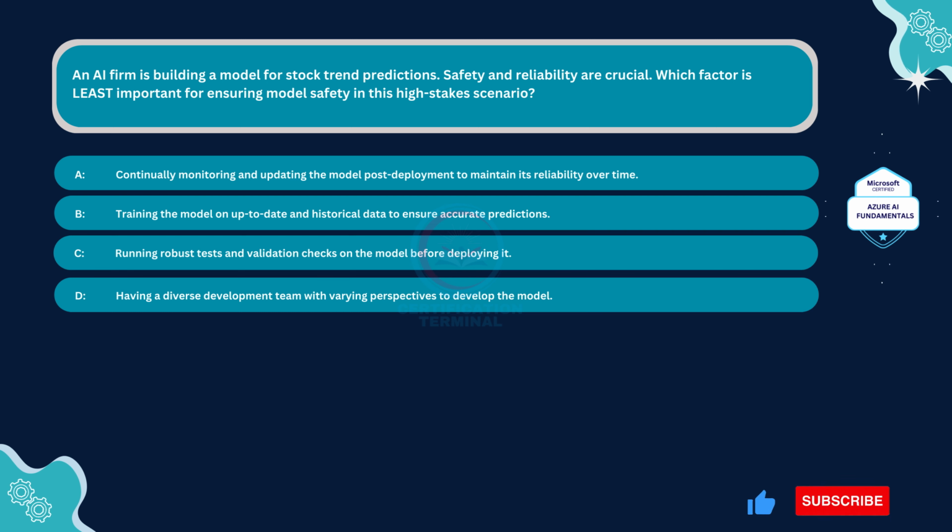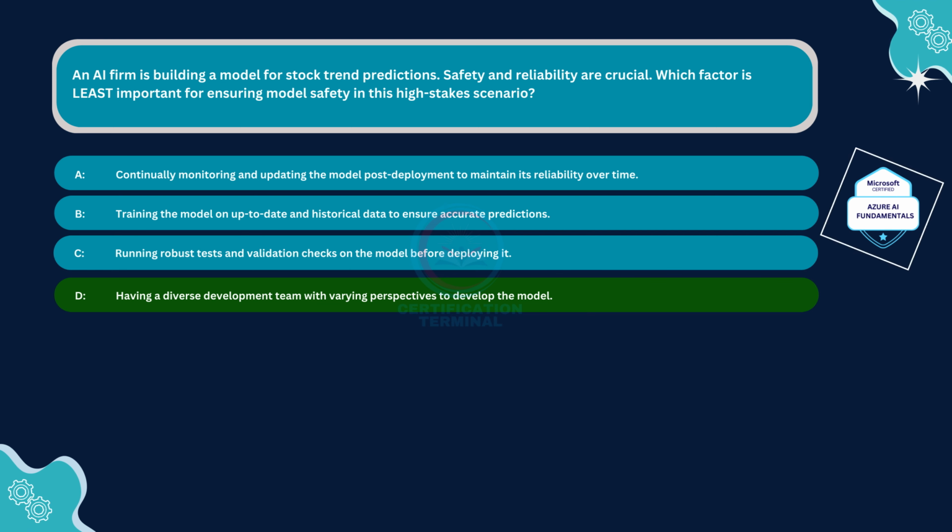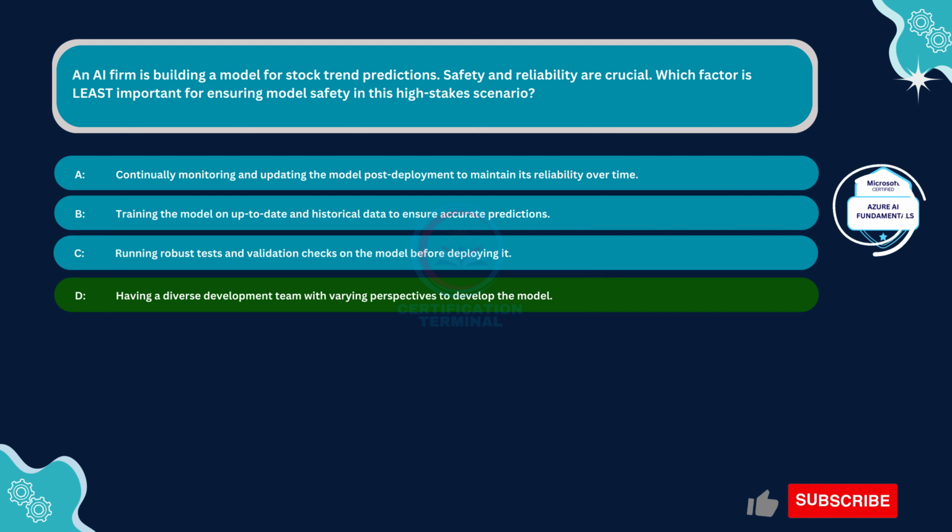The correct answer is option D. Having a diverse development team with varying perspectives to develop the model. While diversity in the development team is beneficial for fostering innovation, creativity, and different viewpoints, it is the least important factor among the options provided for ensuring model safety in this high-stakes scenario.